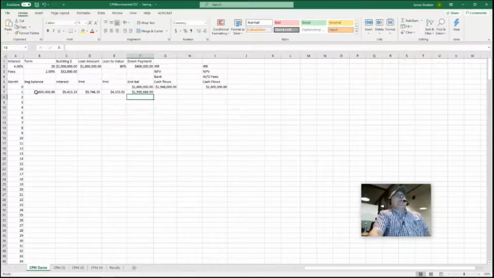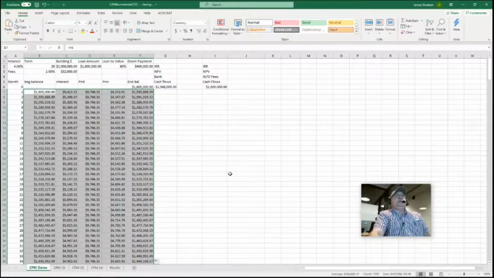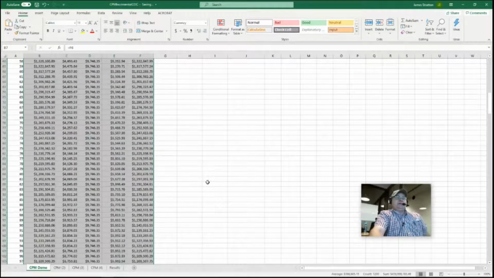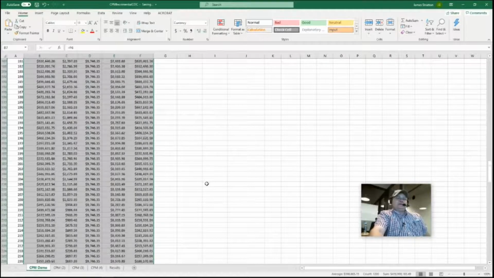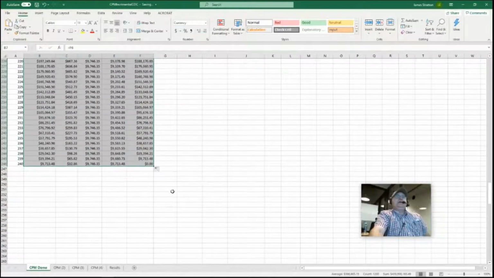So here's what we're going to do. Now we're going to drag and drop, so we're going to copy this all the way down. And on some computers, you can actually double click it. And in this case, magically, it came all the way down. I would not trust that if I were you. I'd come down here and check it. So don't ever trust that. I've seen it go way too far. In this case, it did it. Now, you know you're right because it has a zero balance here at the bottom. You've paid off this mortgage.